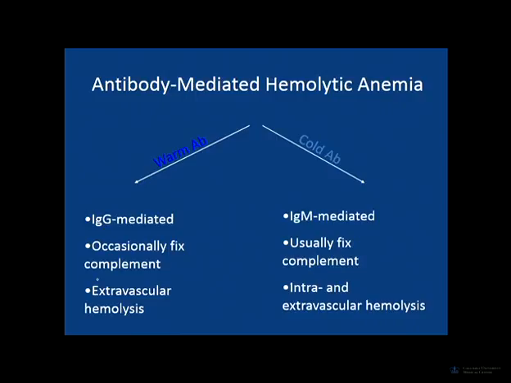And sometimes you get complement with IgGs, with warm antibodies. The hemolysis in warm antibody is almost exclusively extravascular. It means it only happens in the spleen, and it happens in the spleen and also within the vasculature in cold antibody hemolytic anemia.